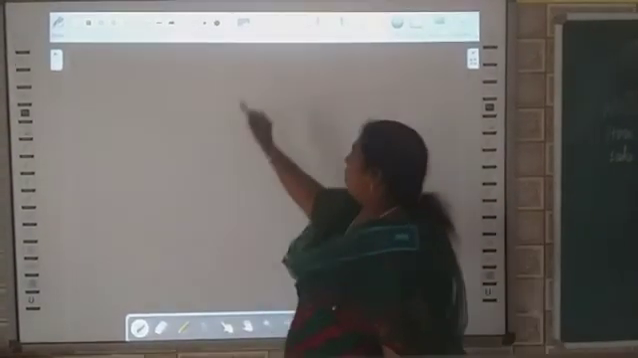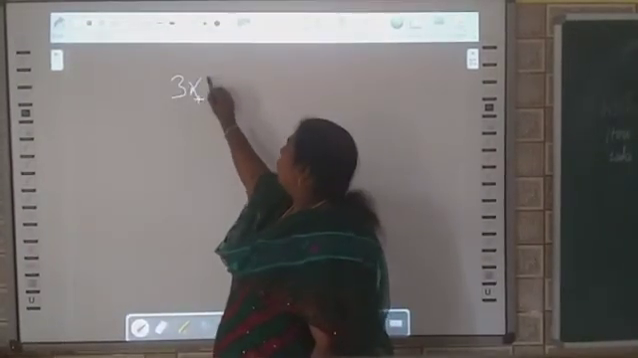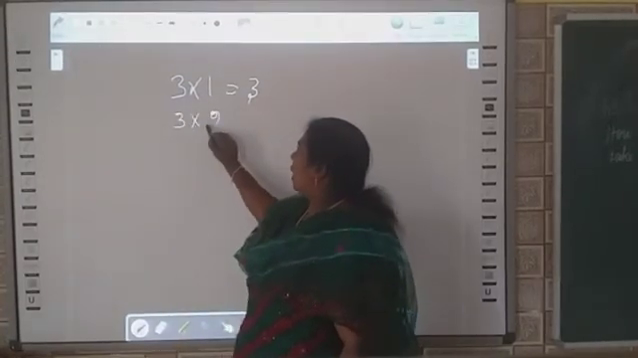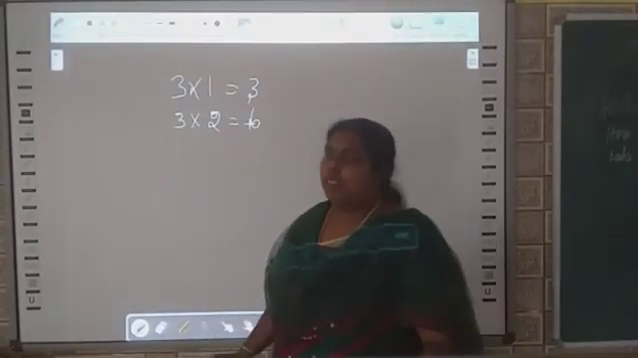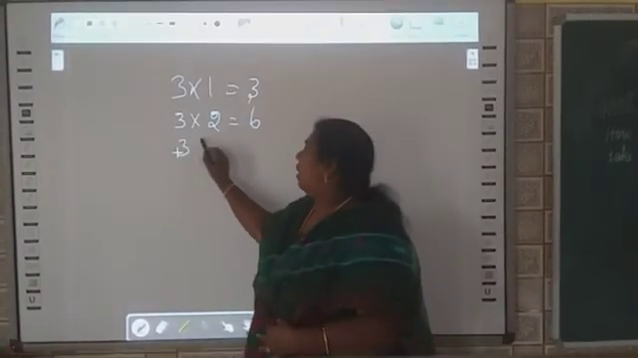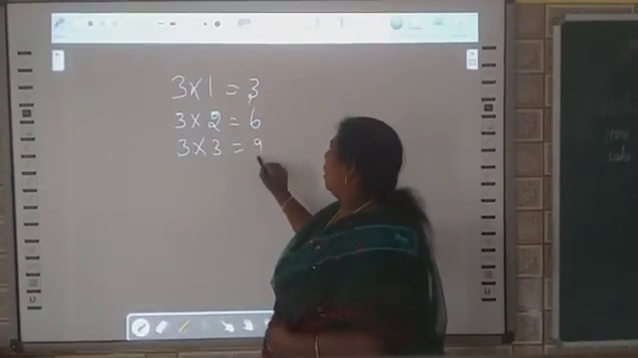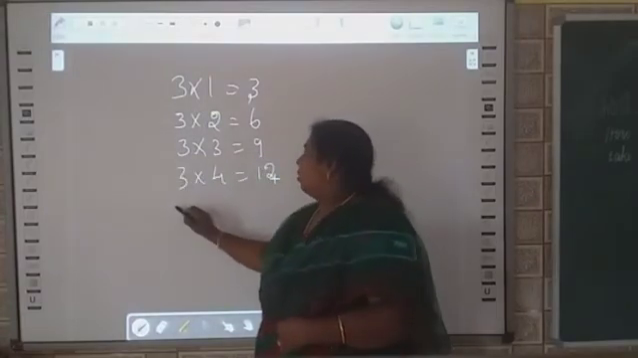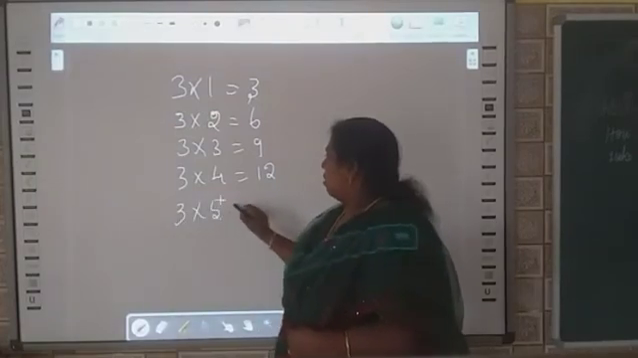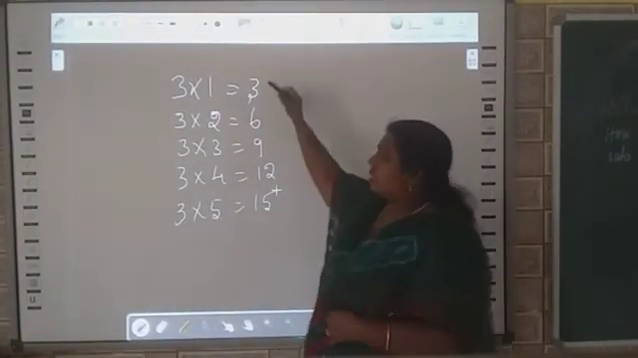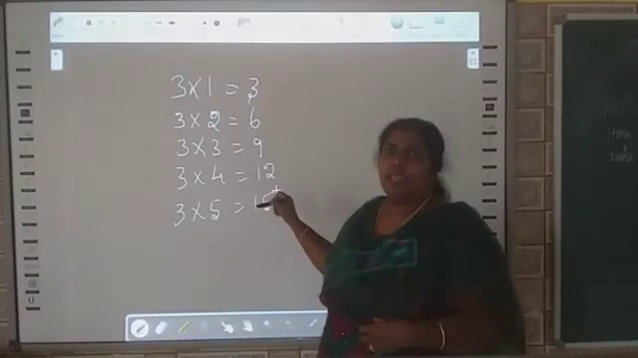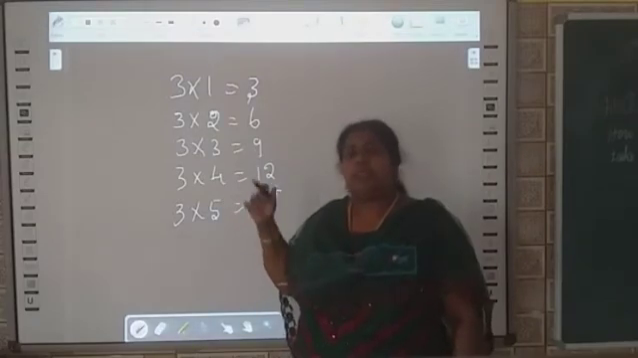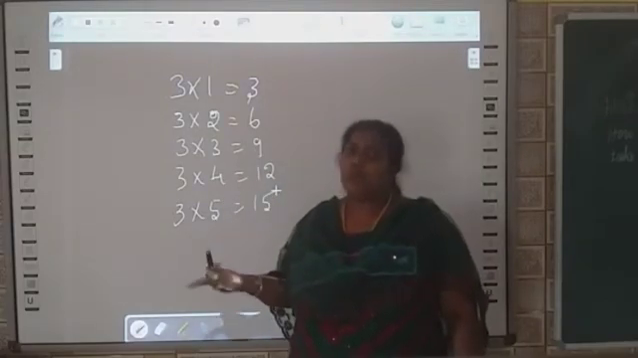Like that we can use the number 3. The 3 table: 3 one time is 3, then 3 two times, 6, isn't it? Then 3 three times, 9. 3 four times, 12. Now 3 five times, 15. Now these numbers are multiples of 3. Okay. So it contains many more units of a number. Multiple means it contains many more units of a number.